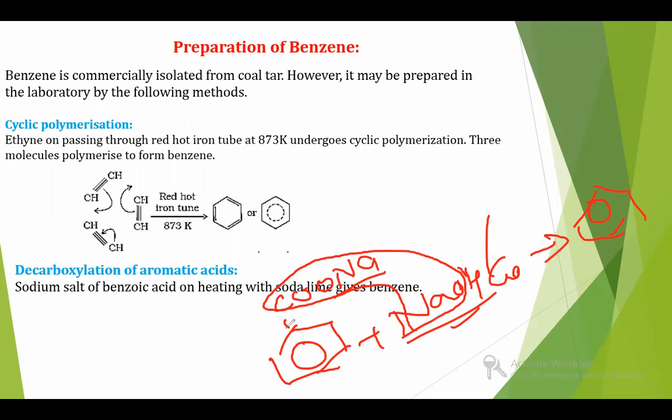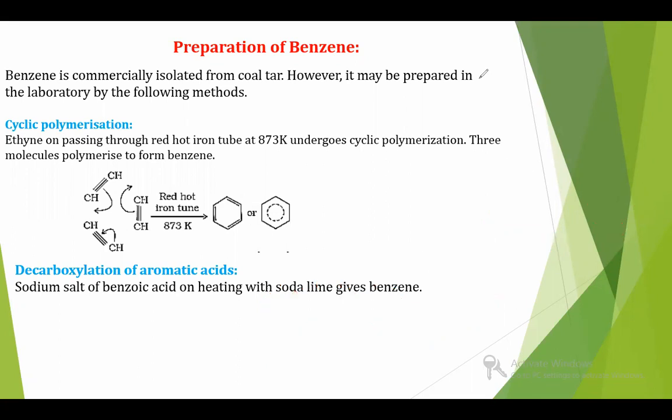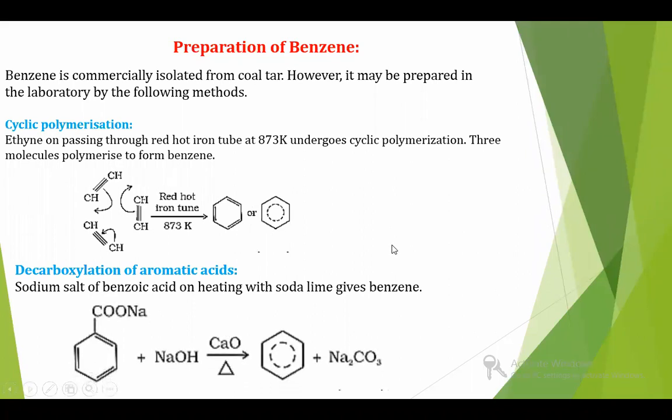This is replaced by H group, we will be getting benzene. So next, the second method is the method of preparation of benzene. First one is cyclic polymerization, second one is decarboxylation. Sodium salts of benzoic acid, on heating with soda lime, a mixture of calcium oxide and sodium hydroxide, which is called soda lime, will be treated upon heating.